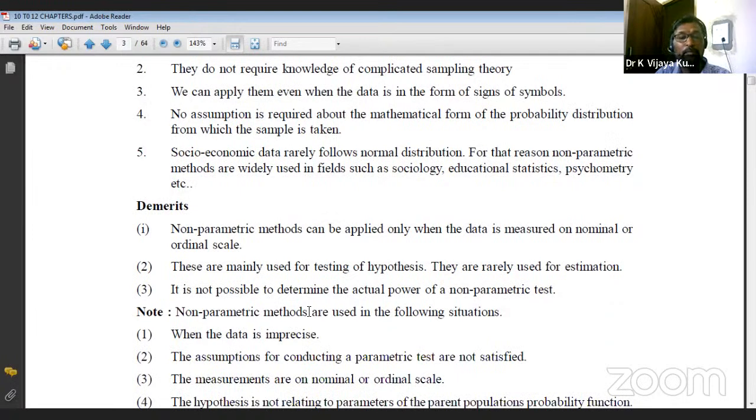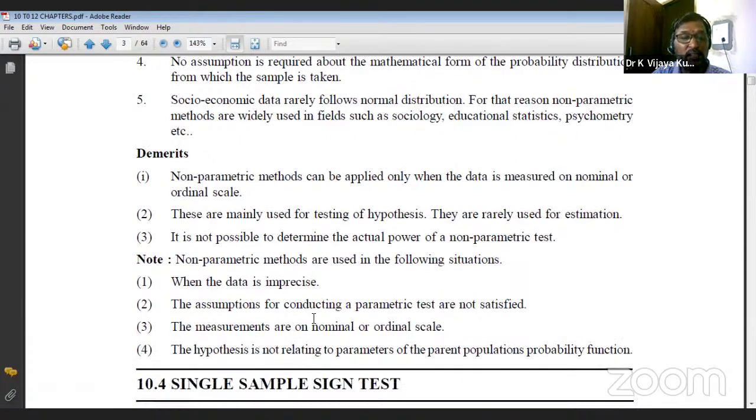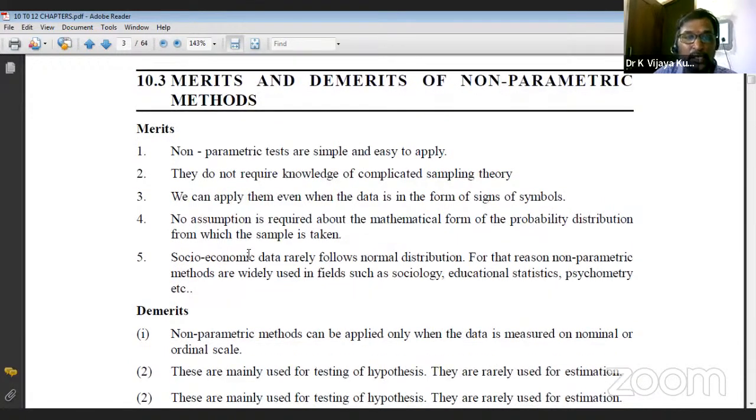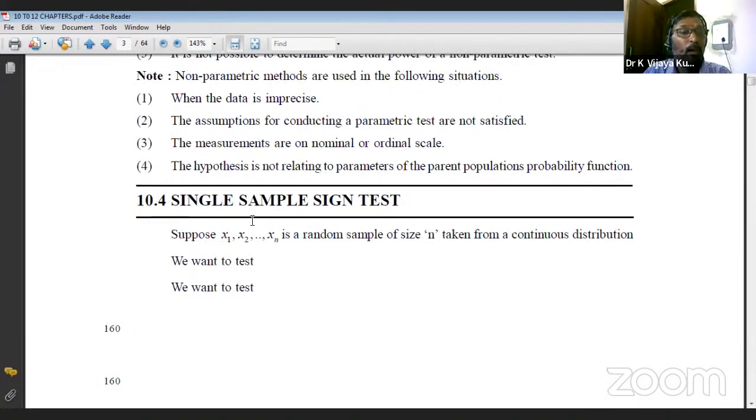So non-parametric methods are used in the following situations. When the data is imprecise, or the assumptions for conducting a parametric test are not satisfied. The measures are on a nominal or ordinal scale. The hypothesis does not relate to the parameters of the parent population or the probability function. This question is also asked in the annual examination.